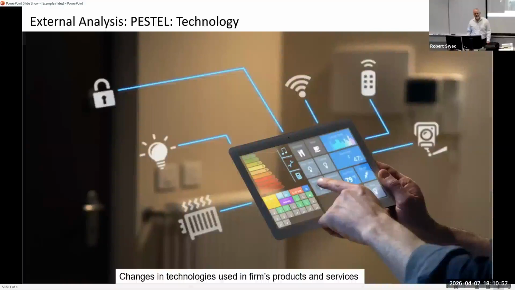The next step in our PESTEL analysis is the technology environment. As we're trying to understand the technological environment, we have to understand that technology is changing so fast in our world and that things are moving so quickly. We're going to have a hard time keeping up with it.